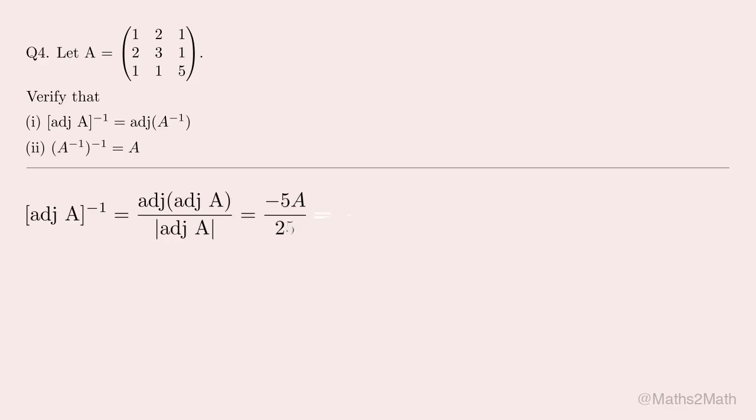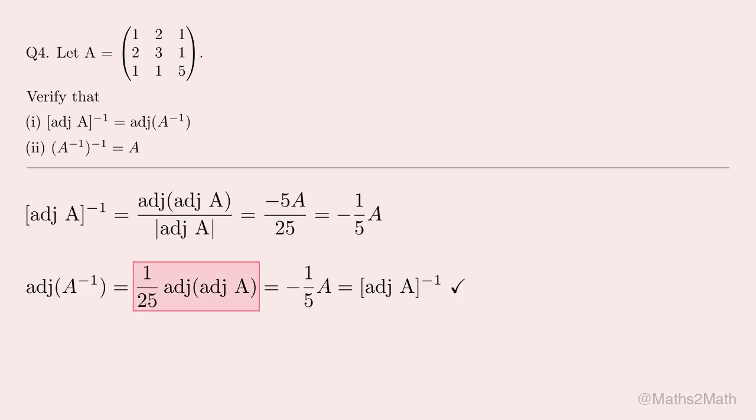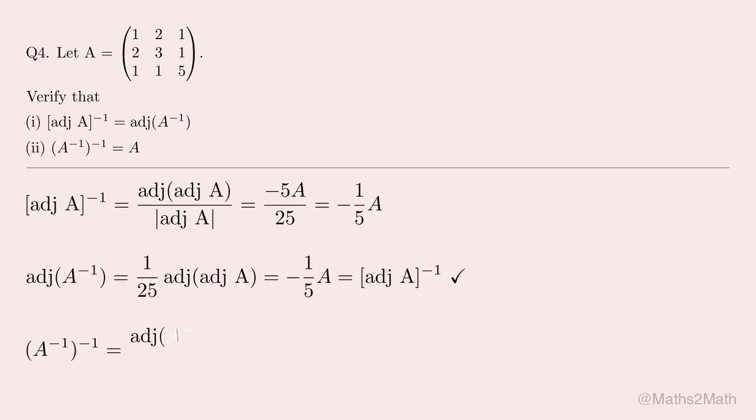Part 1, left side. The inverse of adj A is its adjoint over its determinant, which is minus 1/5 of A. Right side, A inverse is minus 1/5 adj A, and each cofactor of A inverse is a 2 by 2 determinant whose entries carry that factor, so it picks up 1/25. The 2 sides match. Part 2, determinants multiply, so determinant of A inverse is minus 1/5, and inverting A inverse divides its adjoint by that. The minus 1/5s cancel, returning A itself.